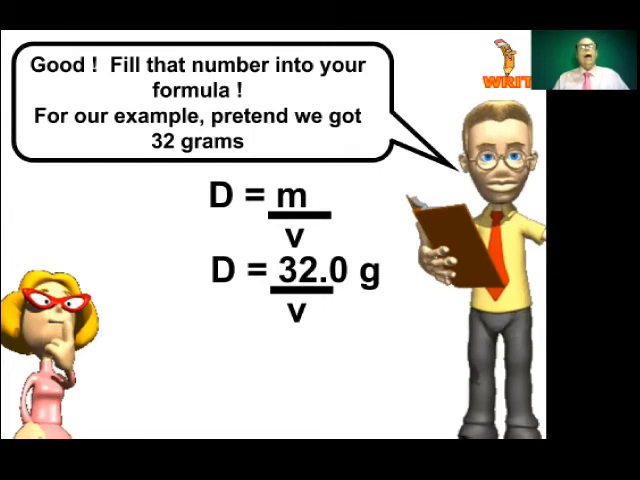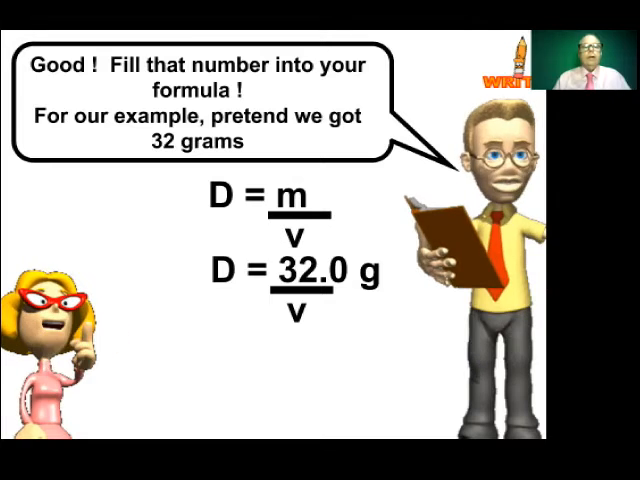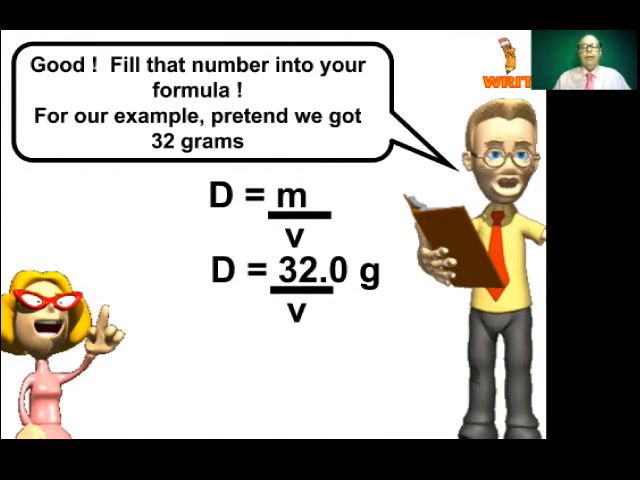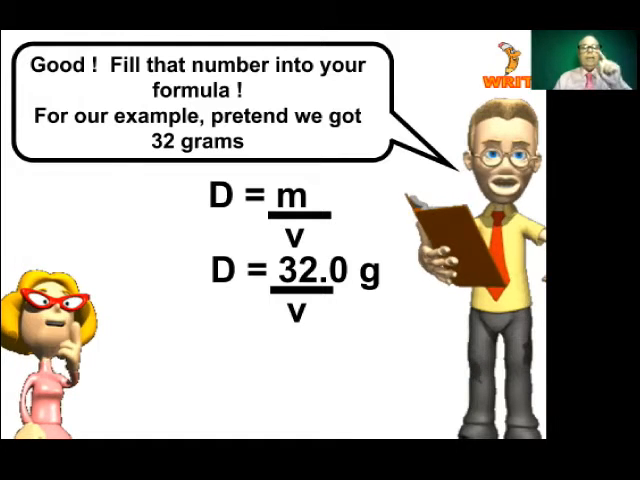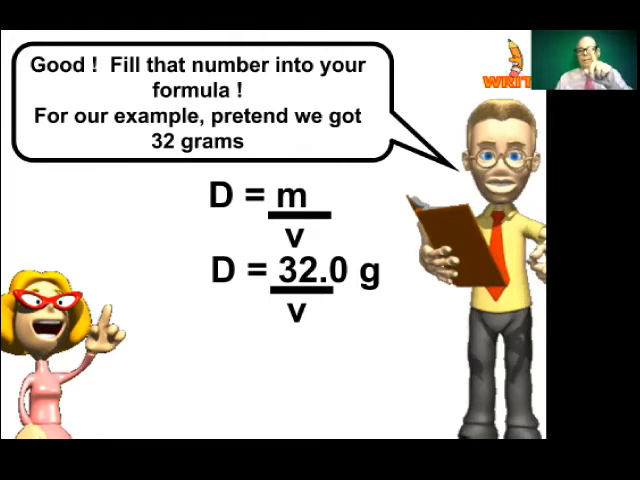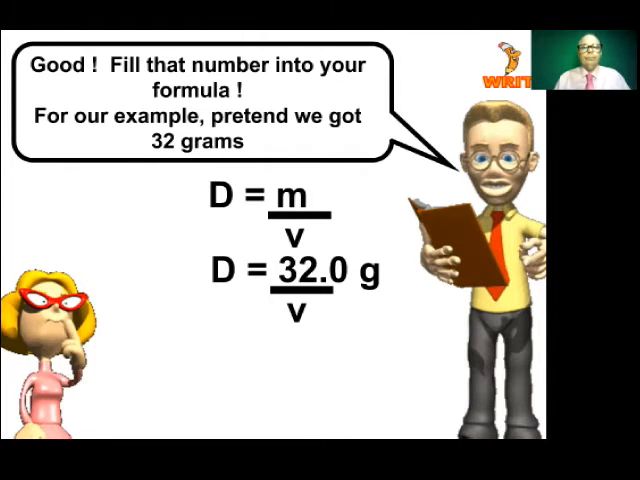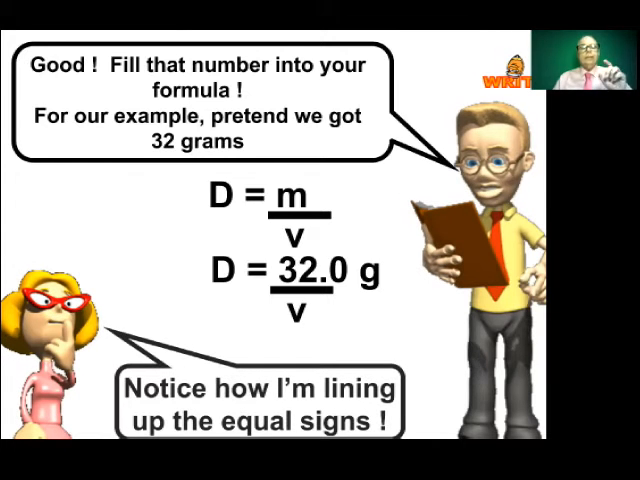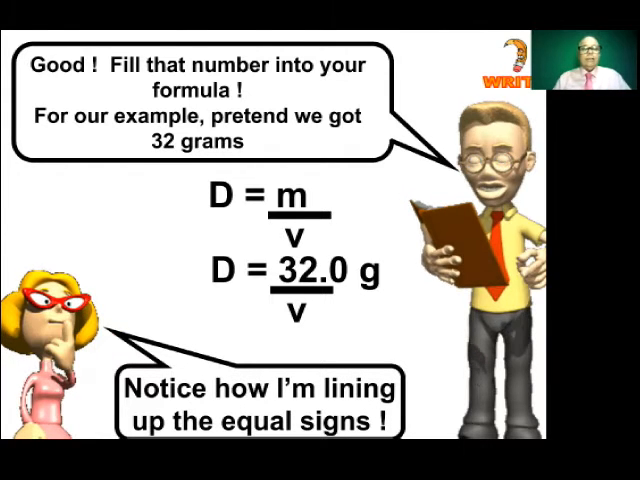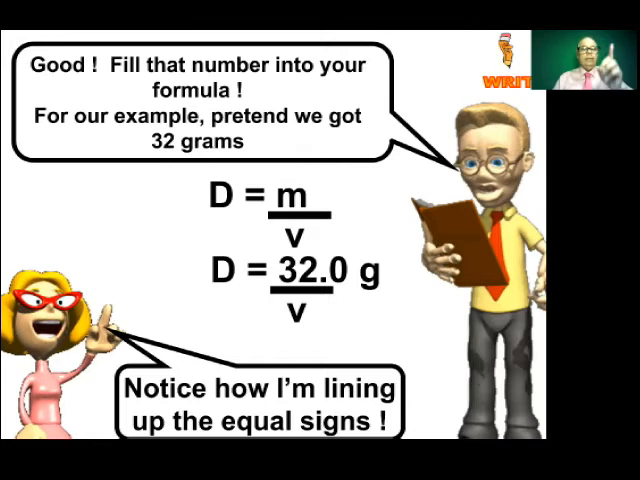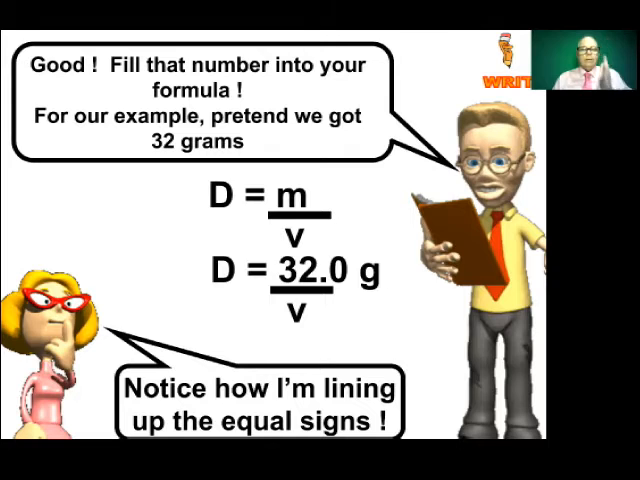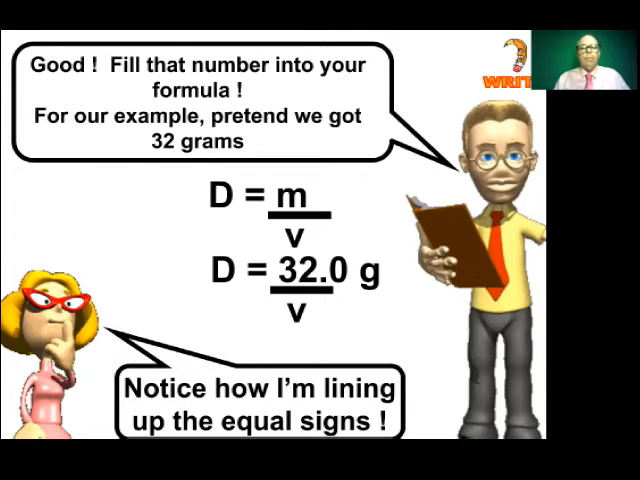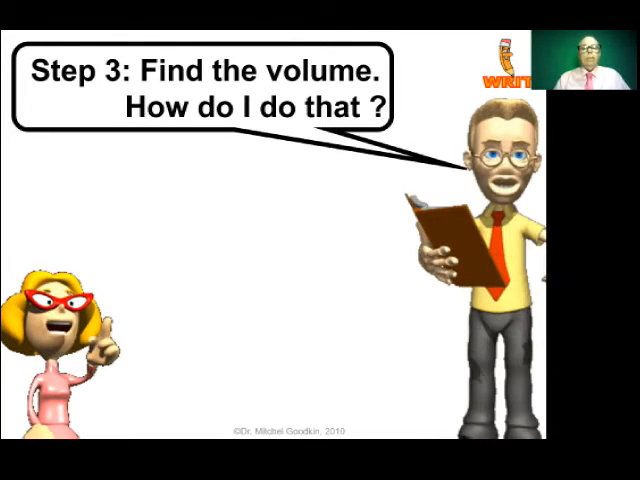Okay, so now we fill that number into our formula. For example, pretend we got 32 grams. So we would write D equals 32.0, don't forget the 0.0, it's important, and the units G for gram, over V. And notice how we're lining up equal signs. That's important also. Just like when we did volume, the equal signs lined up, the equal signs need to line up in density also.